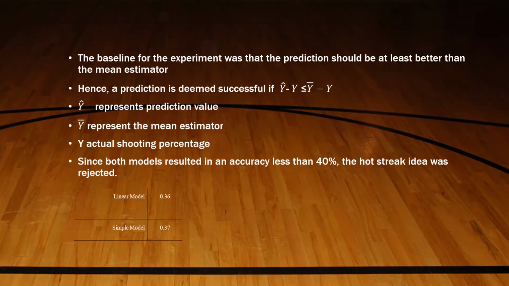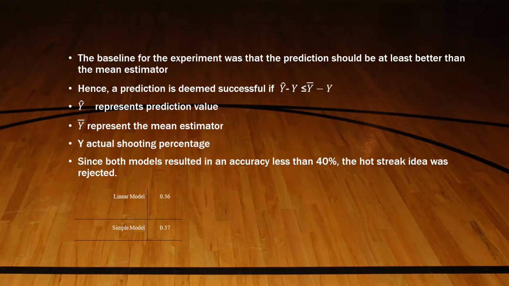The baseline for the experiment was that the prediction should be at least better than the mean estimator. Hence, a prediction is deemed to be successful if y hat minus y was less than or equal to y bar minus y, where y hat represented the predicted value that the linear equation is trying to produce, y bar represents the mean estimator, and y actually represents the actual shooting percentage of the particular players that we are looking at.